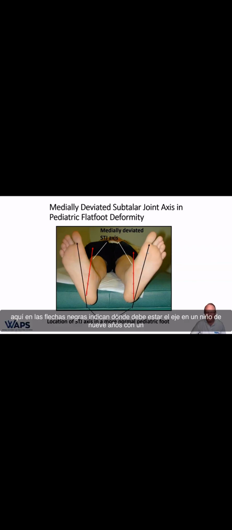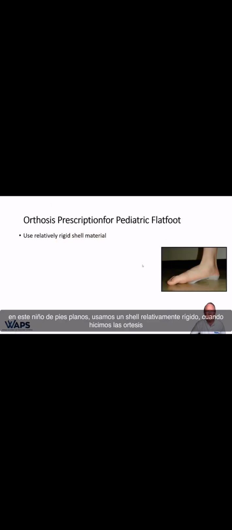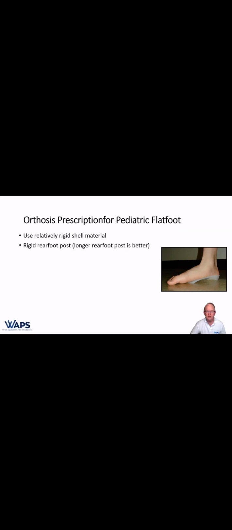Here, the black arrows indicate where the axis should be in a 9-year-old boy with a normal foot and normal function. So this is a large distance by which ground reaction force can increase the pronation moments acting on the foot during gait, compared with if he had a more normal axis. In this flat-footed child, we used a relatively rigid shell material when we made orthotics.